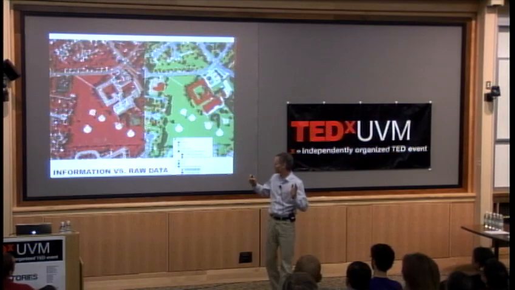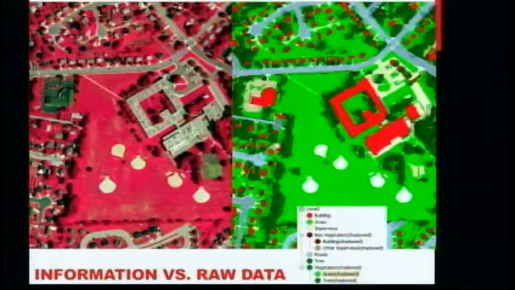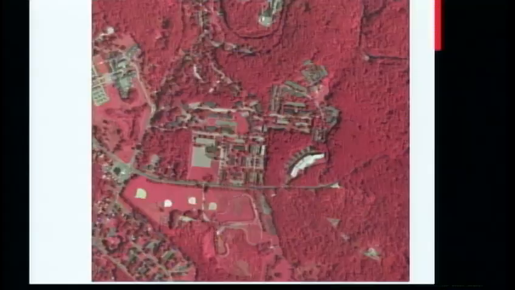So let's cut to the chase here. On the left I have raw data. I've got color infrared remote sensing imagery. On the right I have a classified GIS layer. That's information. That's usable information. The computer knows what's grass, it knows what's buildings, it knows what's trees, et cetera. How do I get from one to the other? This is a major conundrum in today's world of high-resolution data.